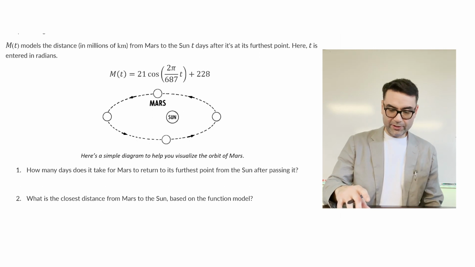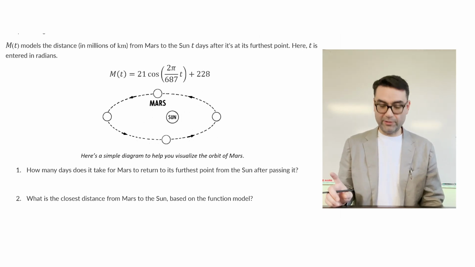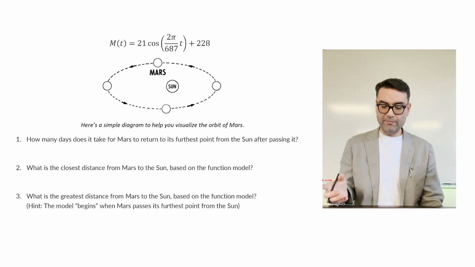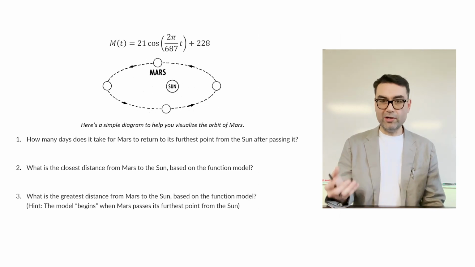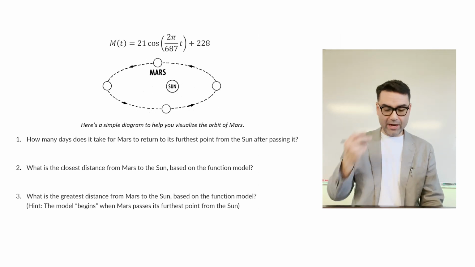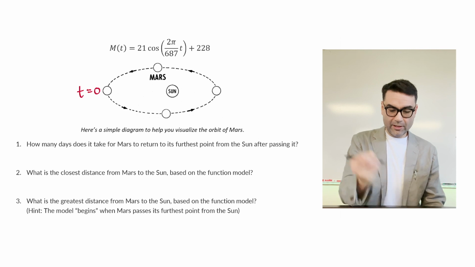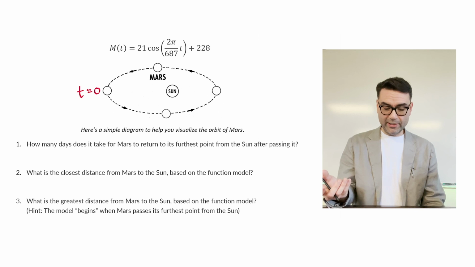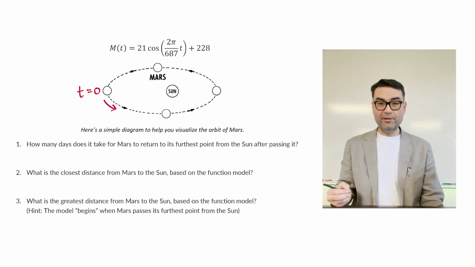Let's go ahead and look at the first question here. It says, how many days does it take for Mars to return to its furthest point from the sun after passing it? What the model tells us is that, because it says t days after it's at its furthest point, at t equals 0, Mars is at its furthest point. So just to use my little diagram here, this position here is when t equals 0, because it's at its furthest point in the orbit, and then it's going to orbit this way around the sun.